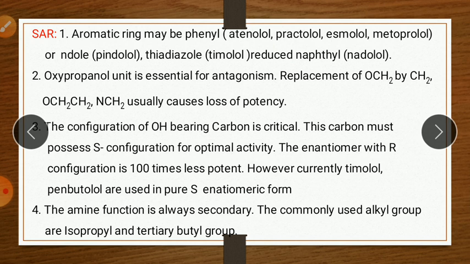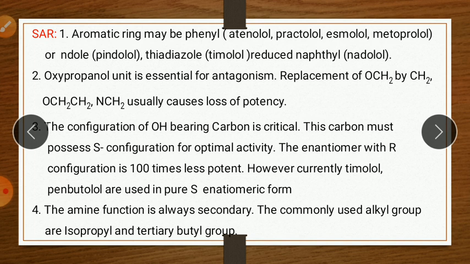Now SAR of beta blocker. First point, the aromatic ring may be phenyl, for example atenolol, practolol, esmolol, metoprolol, or it may be indole, for example pindolol, or it may be thiadiazole, for example timolol, or it may be reduced naphthyl, for example nadolol. So the aromatic ring may be of different types. Second point, the oxypropanol unit is essential for antagonism.